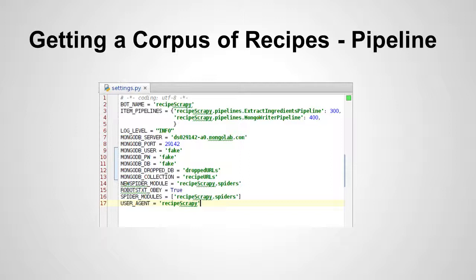After it found a recipe, it would go to the extract ingredients pipeline, which would go in and search for ingredients based on our good ingredients whitelist, and if it found them, it would extract them all and return that object and push it again down the pipeline to the Mongo writer pipeline, where all the data would be cleaned and then input into our Mongo database.